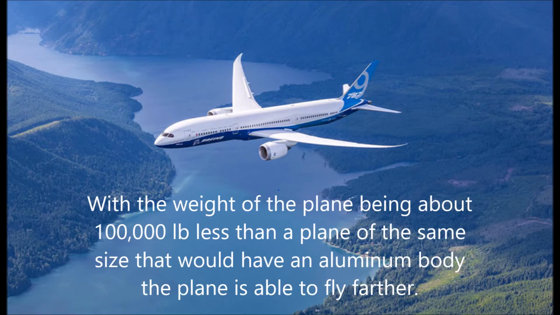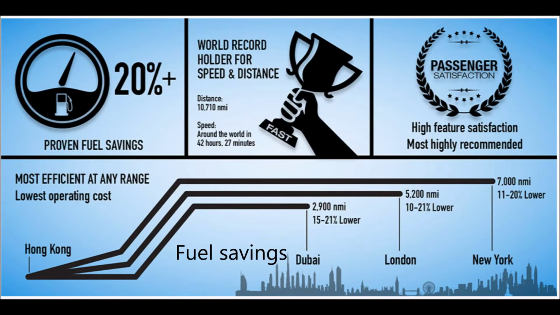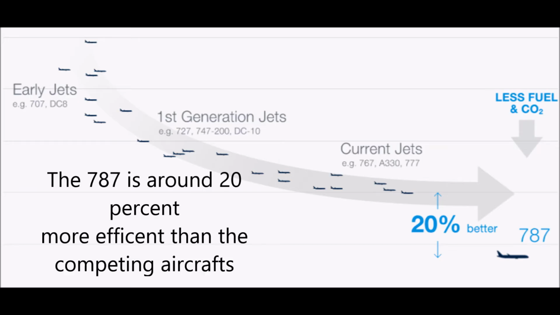With the weight of the plane being about 100,000 pounds less than that of the same sized plane that would be out of aluminum body, it's able to fly a lot farther than an aluminum body plane would be able to. This is a chart that shows the different percentages of fuel savings versus a regular aluminum body plane going to different cities. And the 20% fuel savings on the 787 is due to the reduction in weight that the carbon fiber produces for it, and it also produces less CO2 emissions.